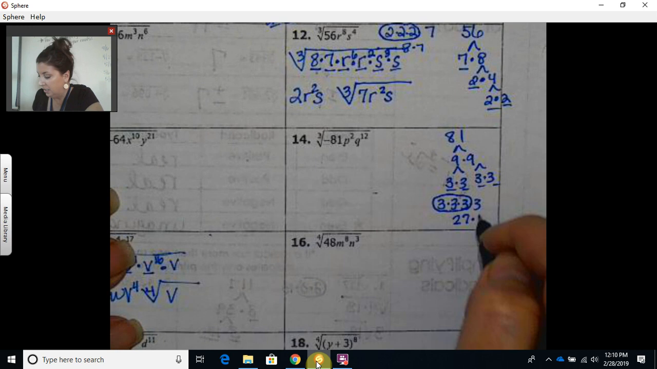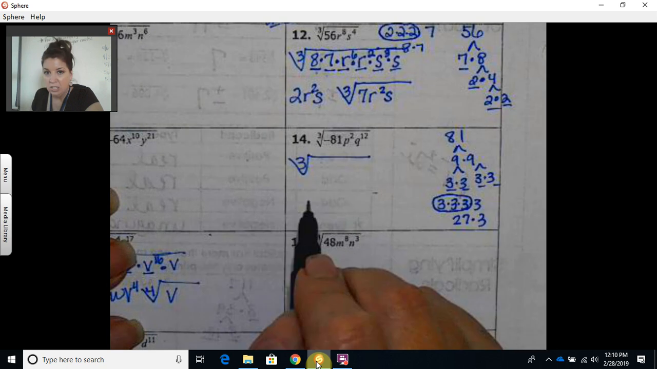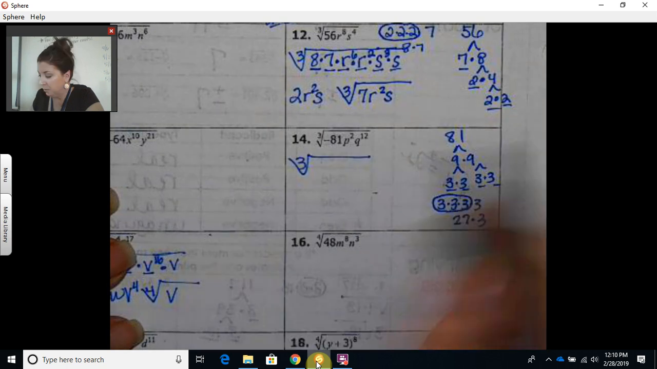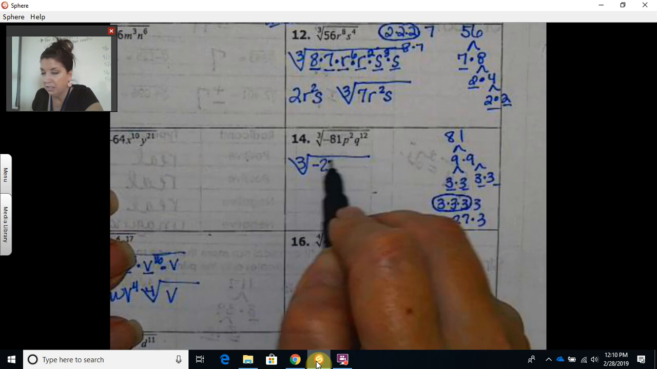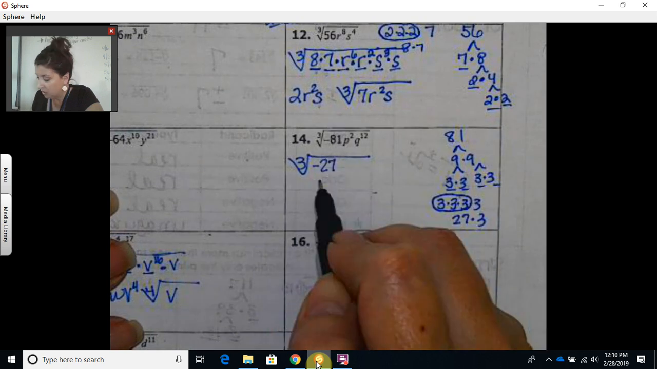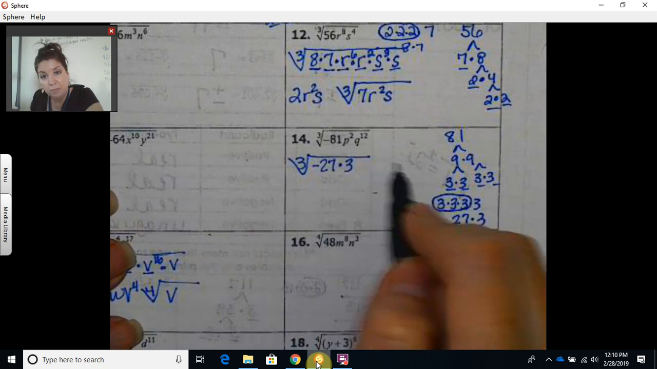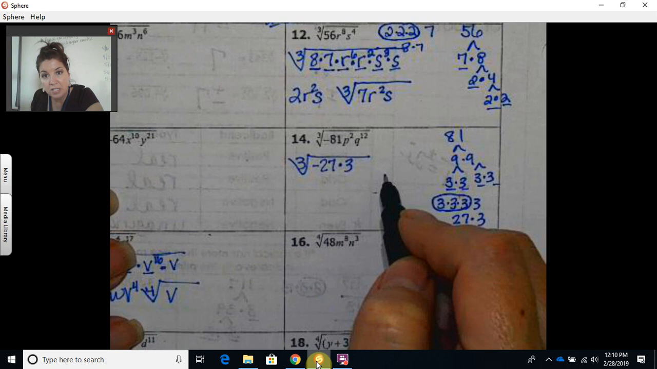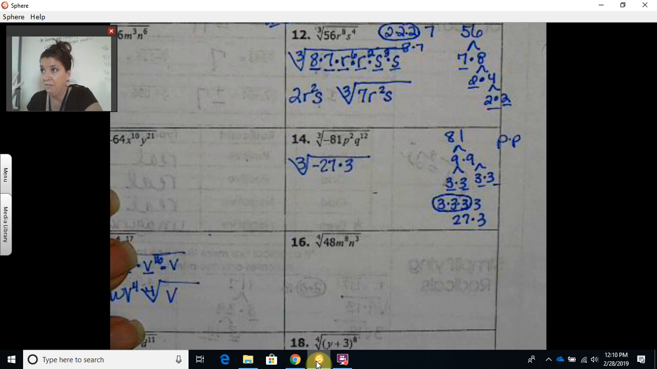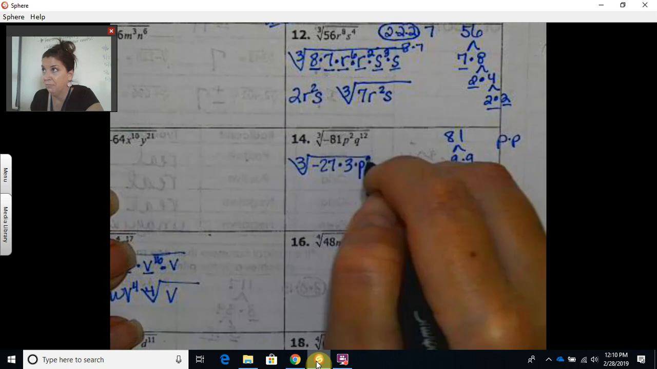Now listen, y'all know I don't want to leave a negative under the radical. So instead of negative 81, I'm going to put the negative sign with 27 because I'm going to take the cubed root of that. So I'll do negative 27 times 3. Is p squared a perfect cube? No. Does it have any perfect cube factors? No, because p squared is just p times p. That's it. It doesn't make 3 factors, right? So we know p squared will stay under the radical, in the radicand.